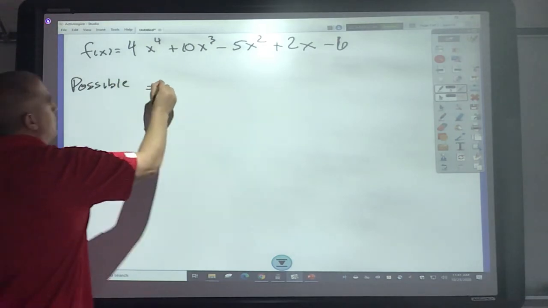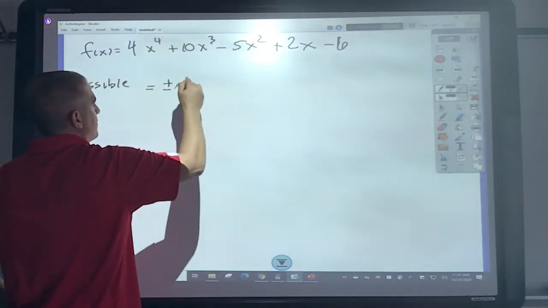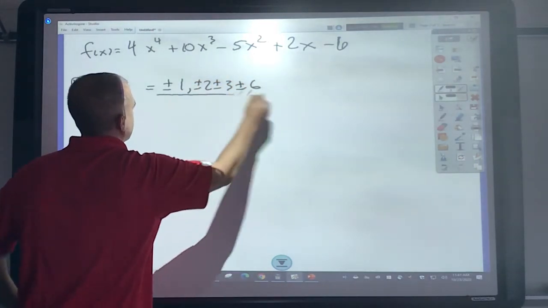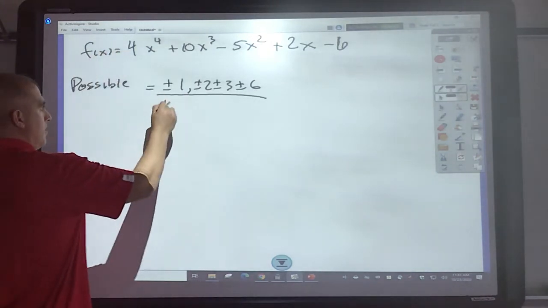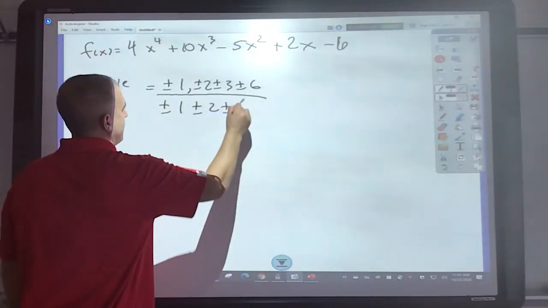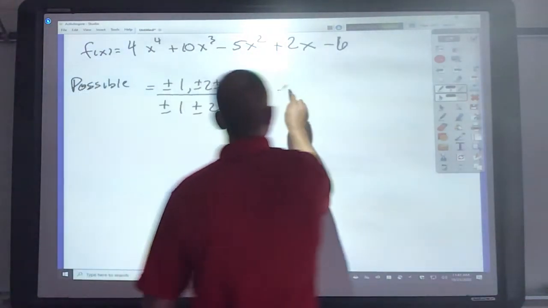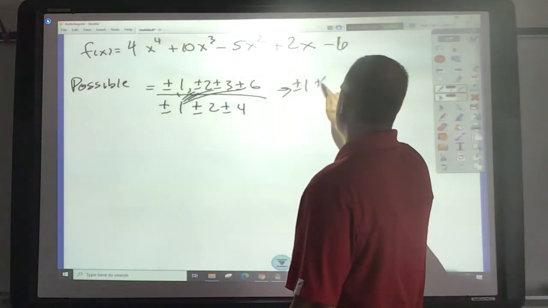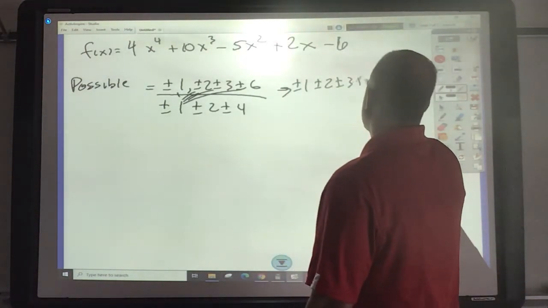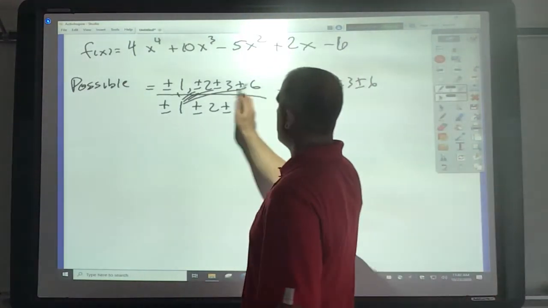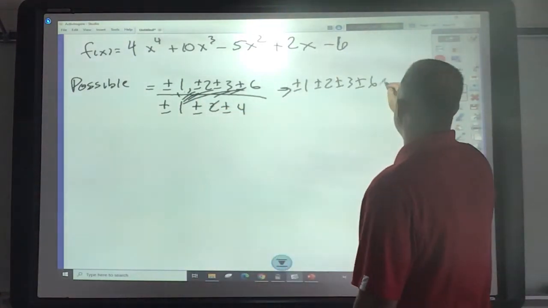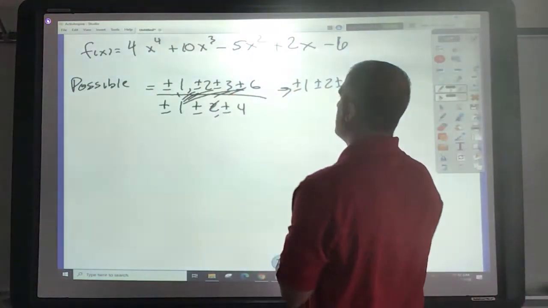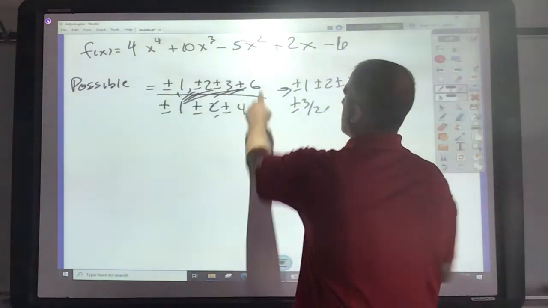What I would do, I got plus and minus the factors of 6, 1, 2, 3, and 6, over the factors of 4, 1, 2, and 4. So, what does that mean for possibilities? All of these divided by 1, that's pretty easy. Plus and minus 1, 2, 3, 6. Then all of these divided by 2. 1 divided by 2 would be a half. 2 divided by 2 is 1, that's already there. 3 divided by 2 would be 3 halves. 6 divided by 2 is 3.